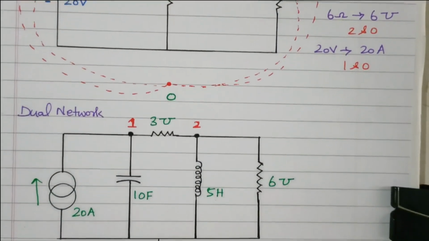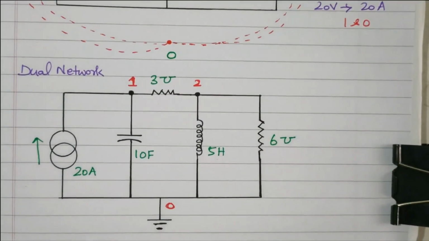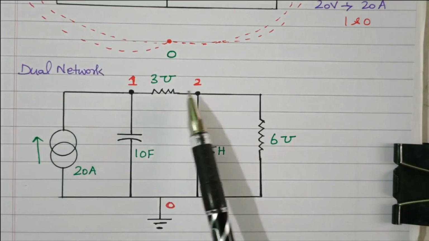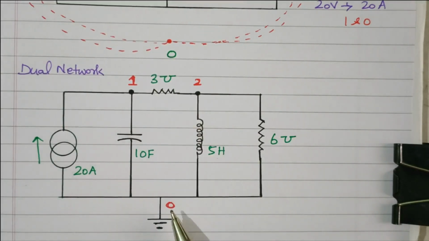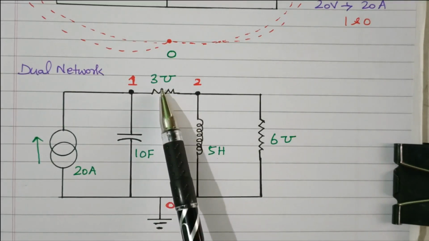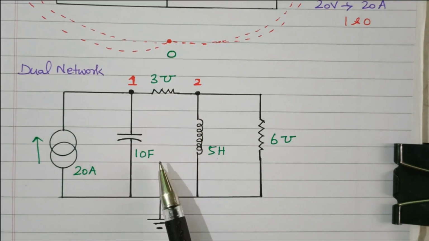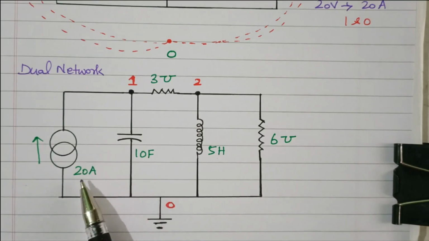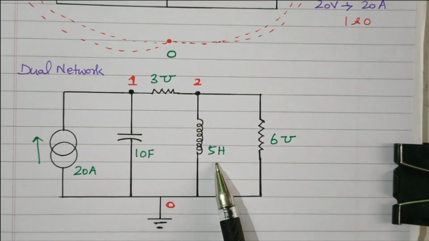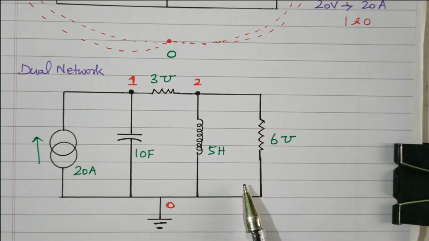So this is the dual network. 3 dots are placed: first the 3 dots 1, 2 and 0. Between 1 and 2, 3 mho conductance. Between 1 and 0, 10 farad capacitor and 20 ampere current source. Between 2 and 0, 5 Henry inductance and 6 mho conductance.